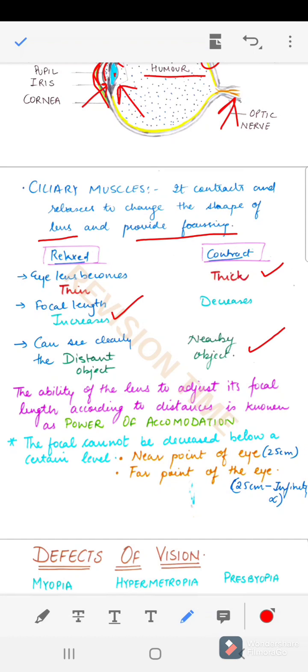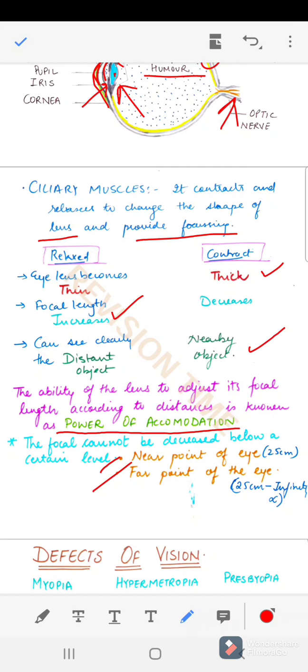So what is happening here? We are adjusting the focal length only, and the ability of the lens to adjust the focal length according to the distances is known as accommodation or the power of accommodation. The focal length cannot be decreased below a certain level. So we have two conditions here: the near point of the eye and the far point of the eye. What is the near point? It is the nearest point at which we can see the objects very clearly without any support of lenses or without having strain on our eyes.